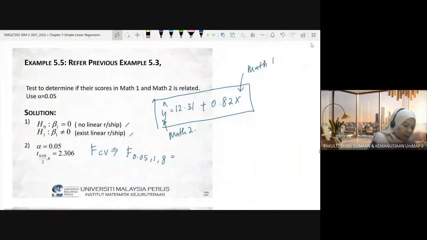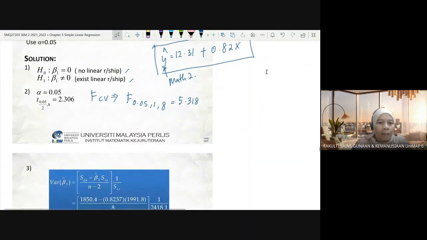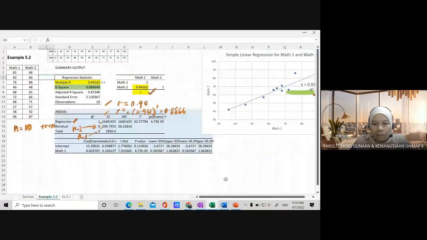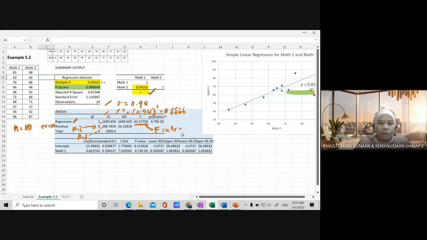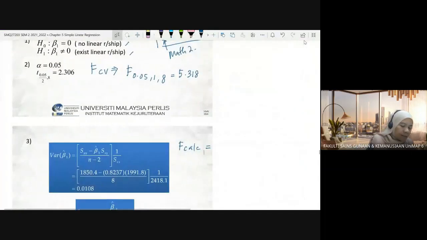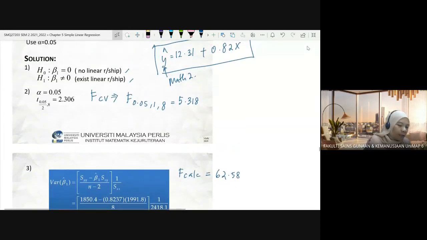So here is 5.318. And then for the F calculated, you can just refer to your Excel. So this is your F calculated, F calc, 62.58. Okay, so you have got your F critical value, you have got your F calculated value.